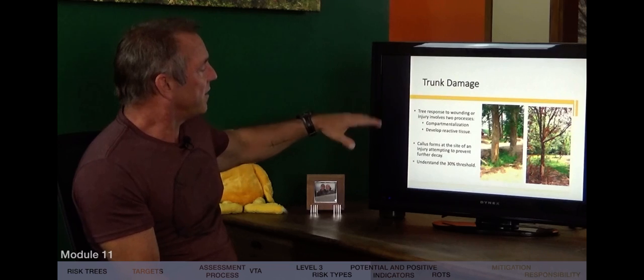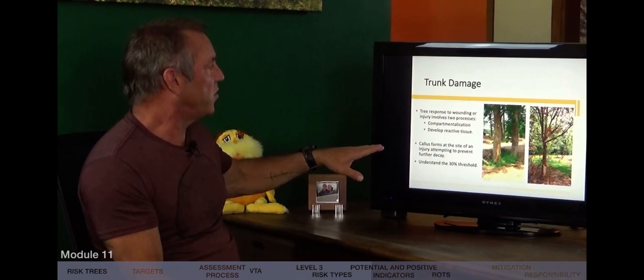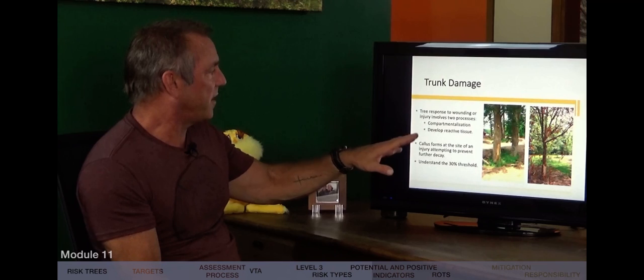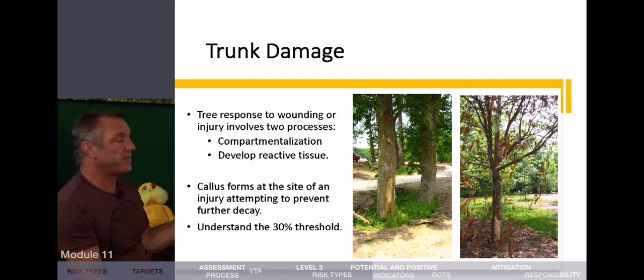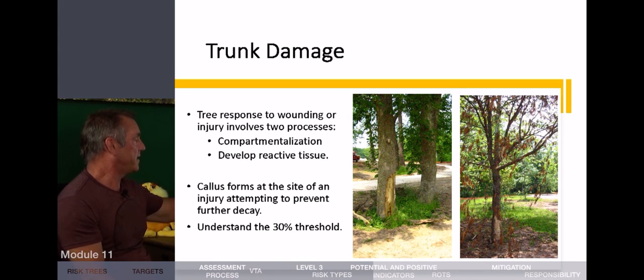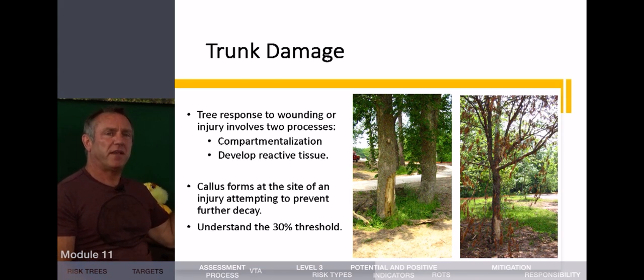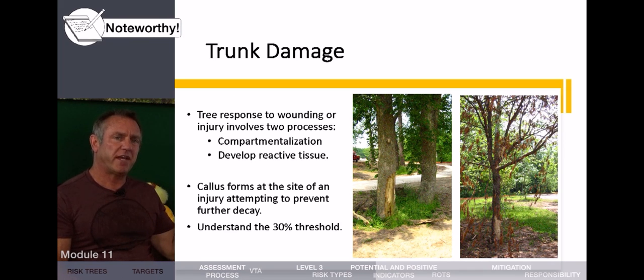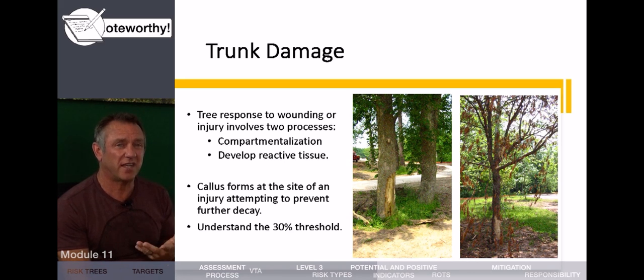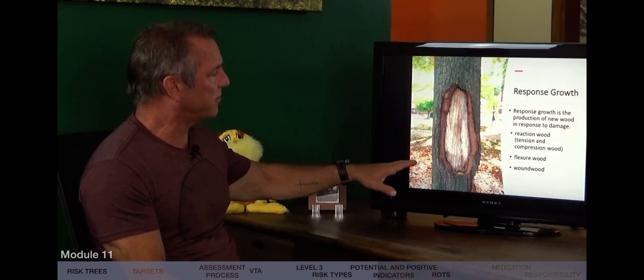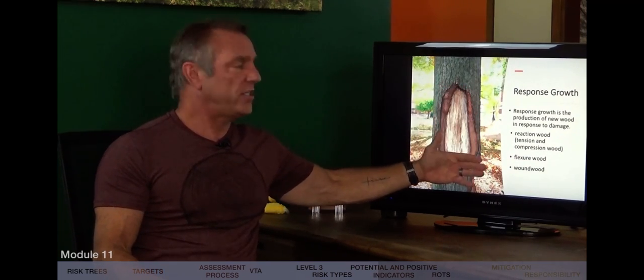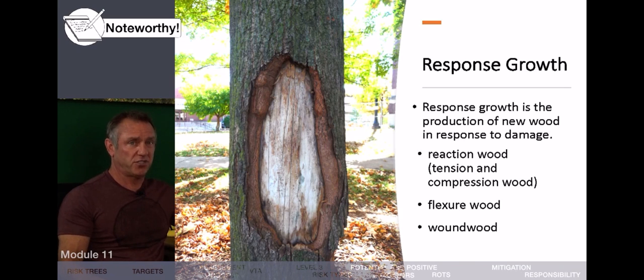So those are potential indicators that something could be wrong, but we aren't actually seeing the physical signs of that decay. Now, as with trunk damage, oftentimes it starts with a wound, and it may or may not develop reactive tissue. Oftentimes this callus tissue will form in an attempt to prevent further decay, but we want to look for that threshold depending upon the size of the tree. If more than 30% of the circumference of that tree is decayed or damaged, then it warrants further testing and investigation. This is the response growth I was talking about. Again, important terminology to know for the examination, so make sure you really read this over very well in the study guide.